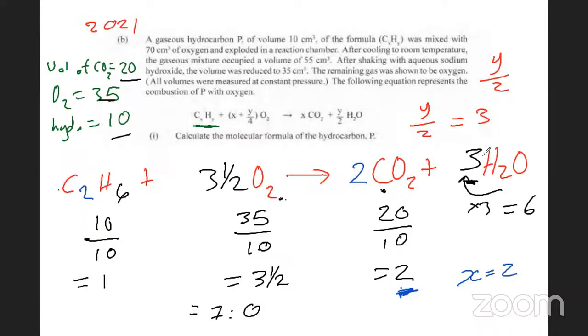They want it in terms of a fraction, Y over 2. So it begs a simple question. What number, when you divide it by 2, you will get 3? And the answer to that is 6. So Y has to be 6. 6 divided by 2 is 3.